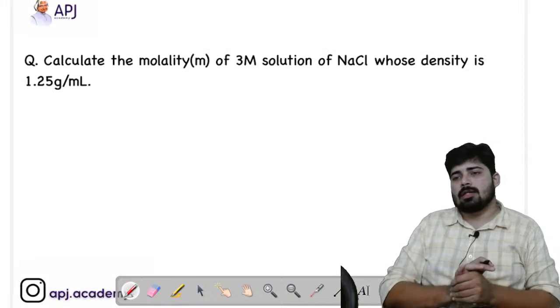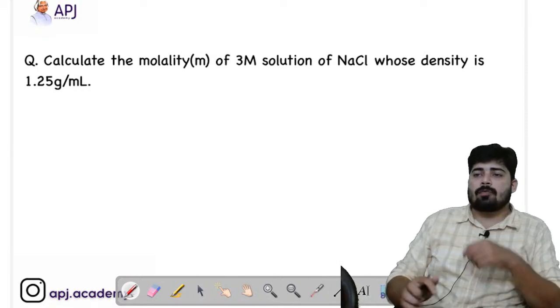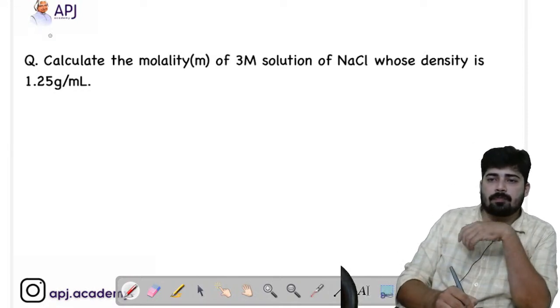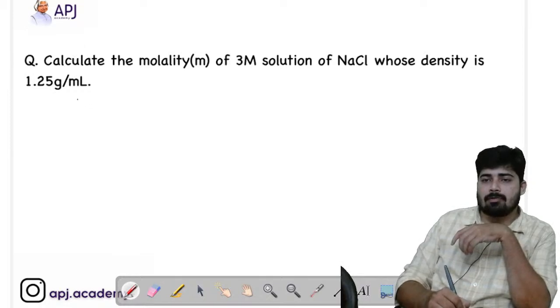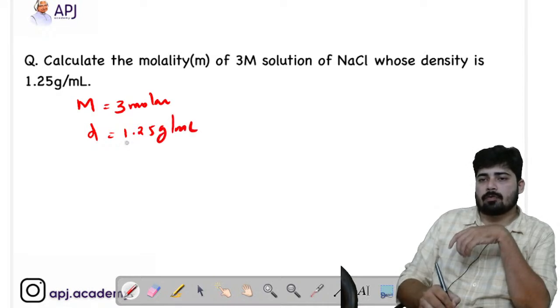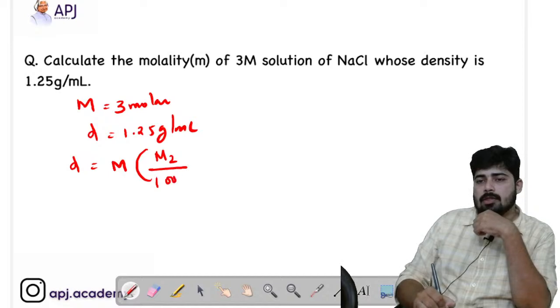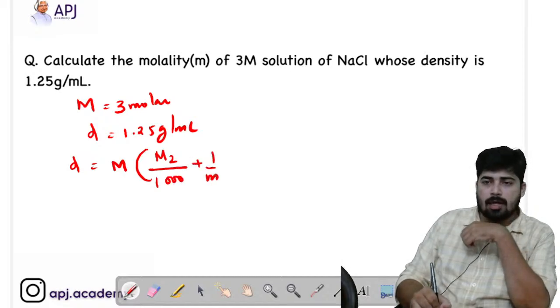Now we'll move on to the next one. Calculate the molality of 3 molar solution of NaCl whose density is given. Molarity is given as 3 molar and density is given as 1.25 gram per ml. We have to find out the molality. We know that density is equal to molarity into molar mass of solute, NaCl is the solute, divided by 1000 plus 1 by molality.